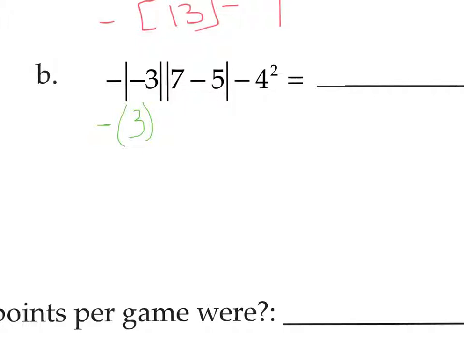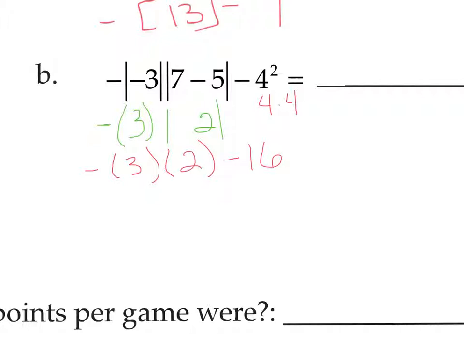Inside this absolute value bar, 7 minus 5 is 2. Not negative 2, positive 2. 7 minus 5 is 2. The absolute value of 2 is 2. So we now have this. This negative sign has not been used yet. This square only belongs on the 4. It doesn't belong with the negative. That's why the negative sign came straight down. 4 squared is 4 times 4, which makes 16.